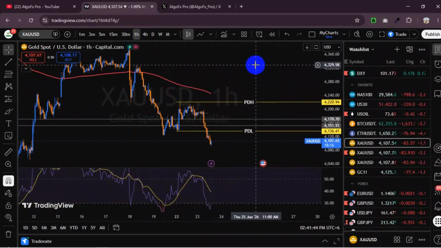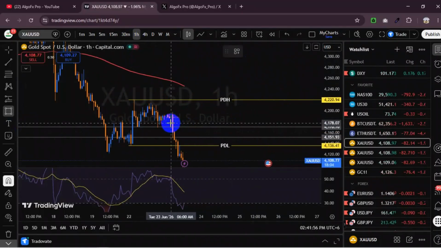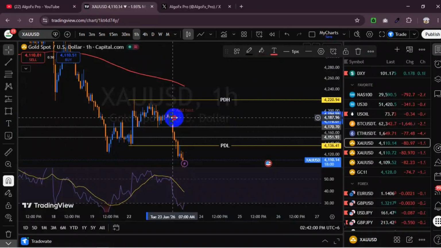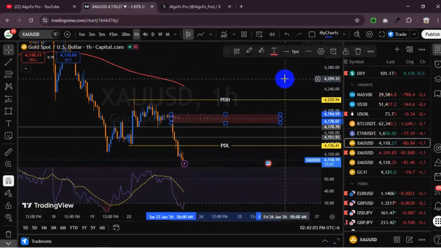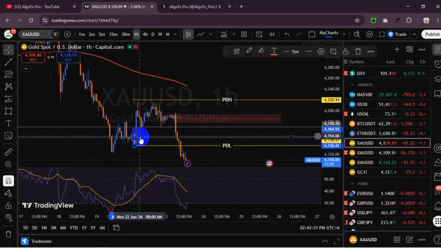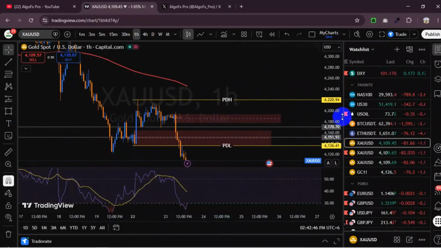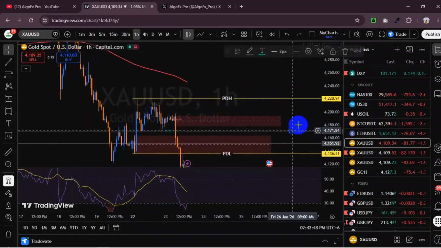Then mark some key points, something like a 1 hour order block. If you don't know what an order block is, you may search on YouTube, there are huge videos on order blocks, which work well for liquidity sweeps and big order executions. And here is another order block, which is a 1 hour order block. And let's remove this.